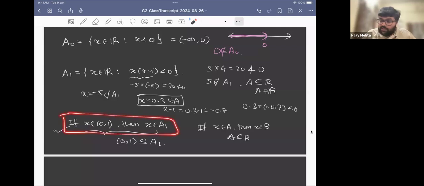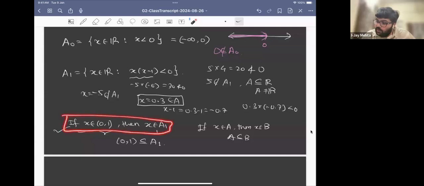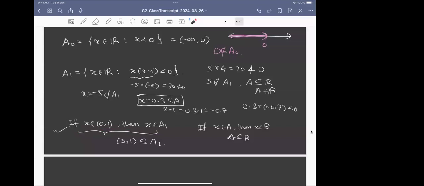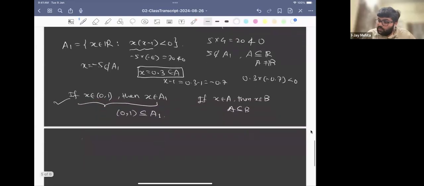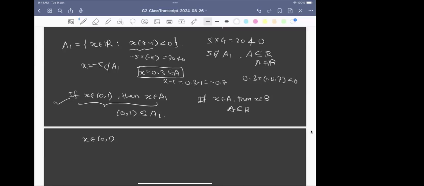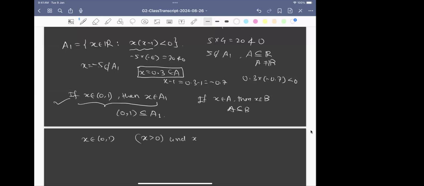Rani, what is given to me? x belongs to (0, 1). Yes, x belongs to (0, 1). Good. But x belongs to (0, 1) means what? What can I say about x? An element present between 0 and 1. So x is greater than 0 and x is less than 1.